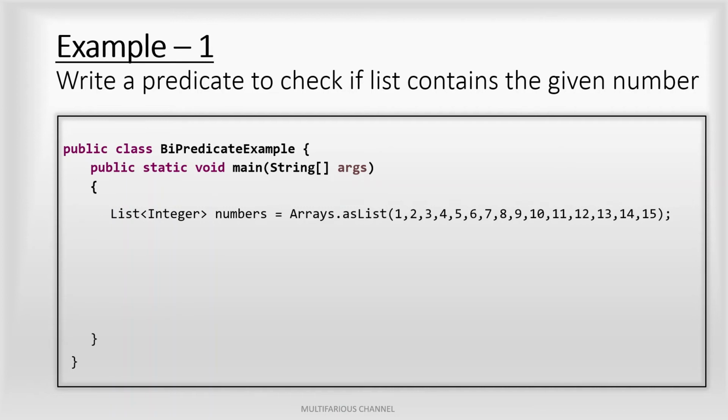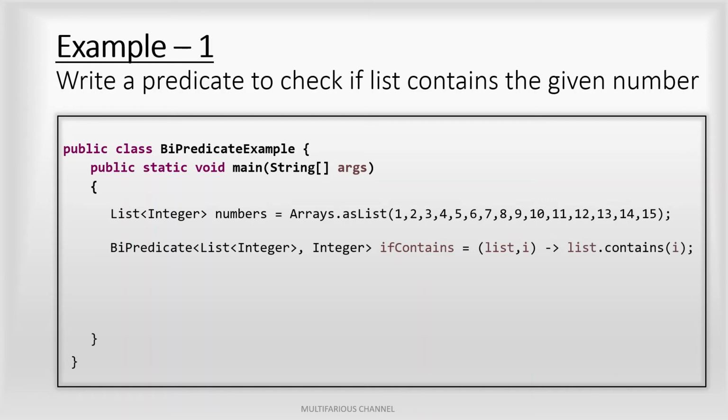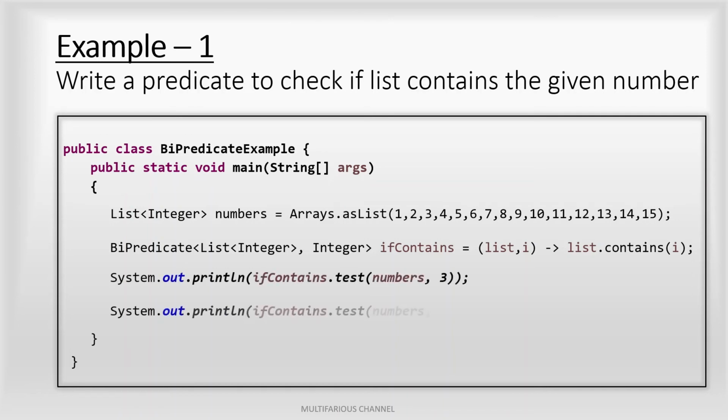So here I am supposed to pass both the list and the number, so I cannot directly use the predicate. So what I'll do is I'll use BiPredicate here. Let's write a BiPredicate of type List and Integer, which takes a list and an integer i as input and checks whether list.contains(i) or not. It will return true if the list contains the number i, otherwise it will return false. So let's see this code in action.